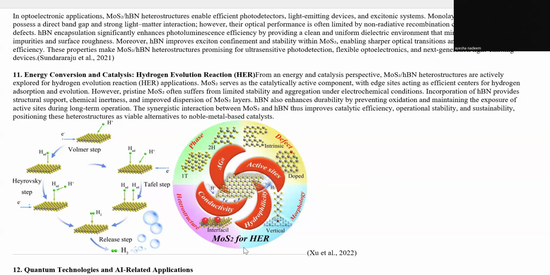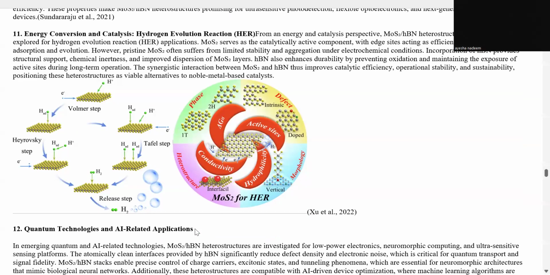These are different factors of MoS2 for HER. This is the delta G, in which there are the 1T phase and 2H phase, and there are the defects, which are intrinsic and then doped, which are the active sites, and then it goes into the morphology, which is the vertical position. There is a vertical arrangement, and these are the heterophilicity. And the fourth one is the conductivity. Conductivity includes the interfacial conductivity of the interfacial heterostructures, and there is an explanation of this pie chart.